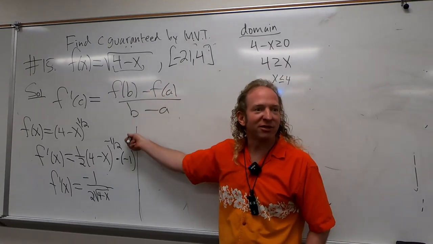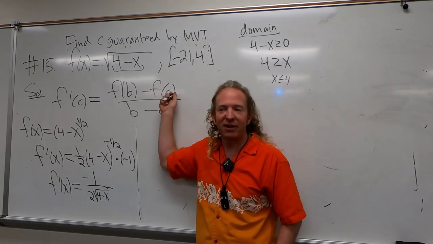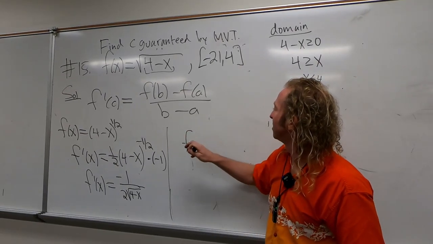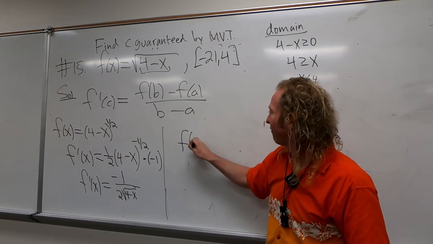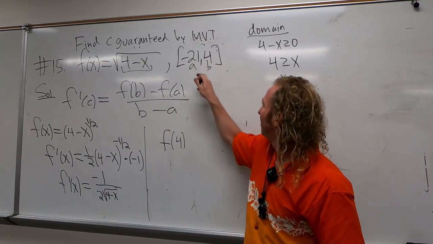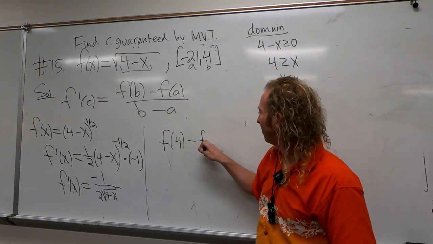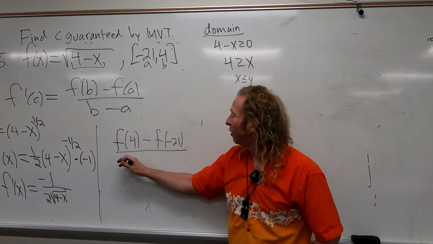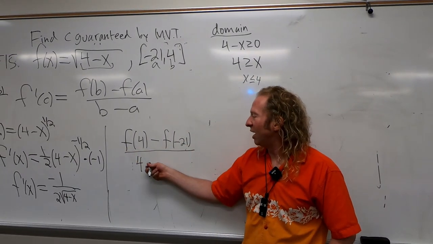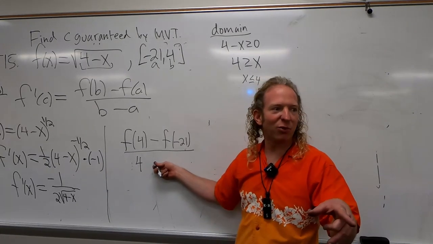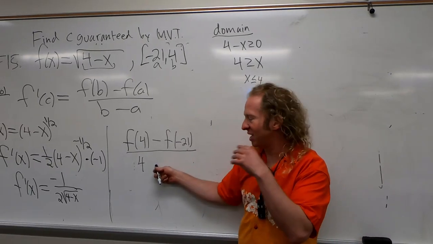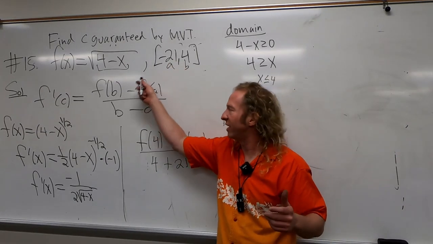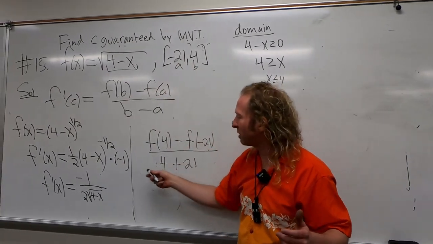So now we have to do this. We have to do f of b minus f of a over b minus a. So what's the b in this case? 4. Yeah, we should label them, and that's our a. So f of 4 minus f of -21, over 4 plus 21. Everyone see why it's plus? Negative and negative. It's f of b minus f of a, so it's f of this minus f of this. Everyone okay with the math here?